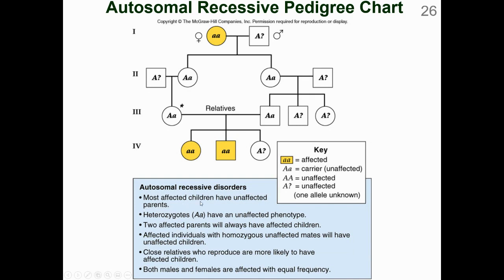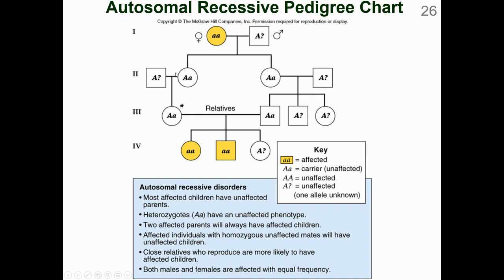I look at the chart and I say most affected children have unaffected parents. The only way I can have an offspring that's affected, but parents that aren't, is through the heterozygote. Because if this was autosomal dominant, then anybody carrying this dominant allele would be affected. So we have to have, in order to have two unaffected parents have offspring that do have this, they both have to be carriers. They both have to be the heterozygote.